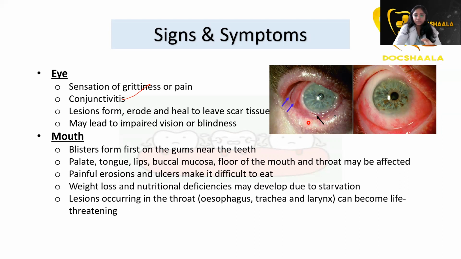Okay, then the mouth. This is important for us. Blisters form first on the gums, that is near the teeth. Then they progress towards the palate, tongue, lips, buccal mucosa, floor of the mouth, and end in the throat. So there are painful erosions and ulcers. It makes it difficult to eat, which leads to weight loss and nutritional deficiencies due to starvation. And lesions occurring in the throat can become life-threatening also.